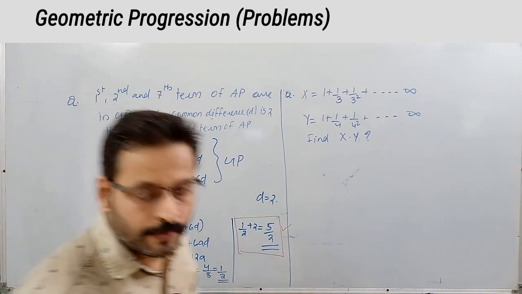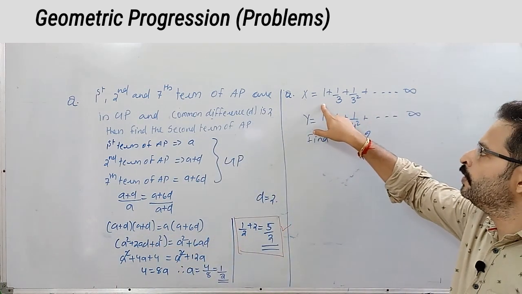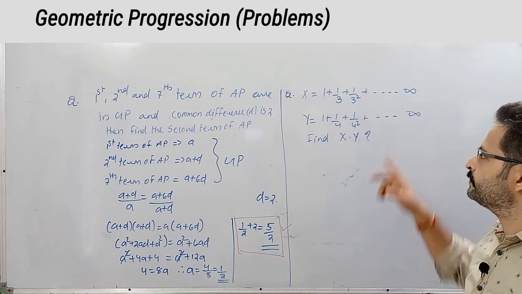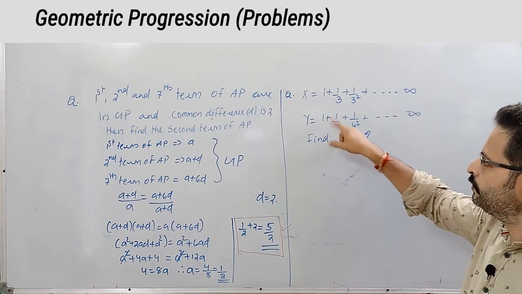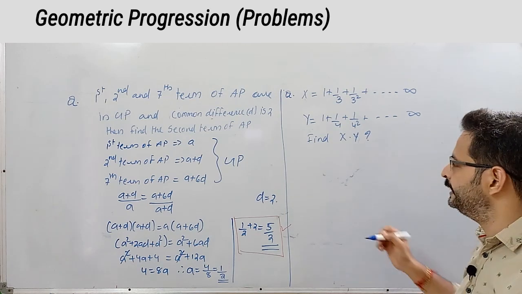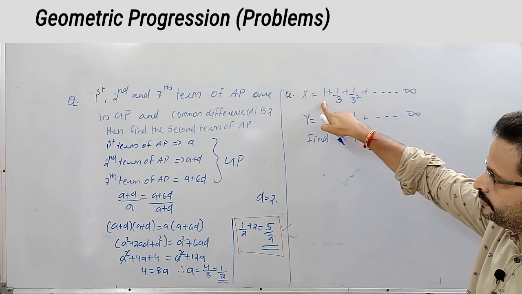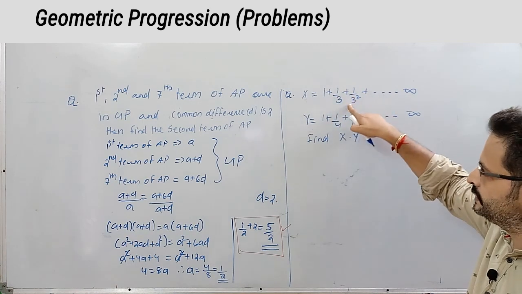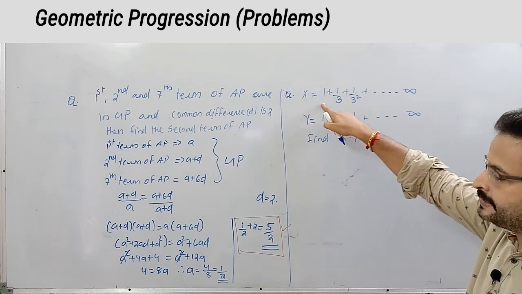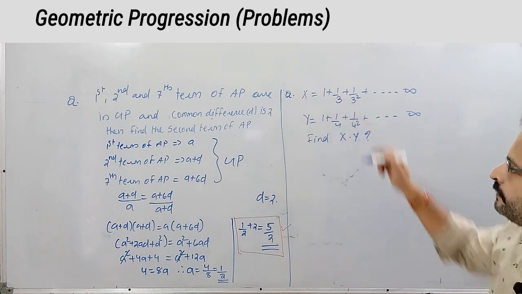Okay. Now consider the next question. X is equal to 1 plus 1 by 3 plus 1 by 3 square etc. up to infinity. Y is equal to 1 plus 1 by 4 plus 1 by 4 square plus etc. up to infinity. X means the sum of infinite terms. First term is 1, second term is 1 by 3, third term is 1 by 3 square. That means it is a GP. X is a GP whose first term is 1 and common ratio is 1 by 3.